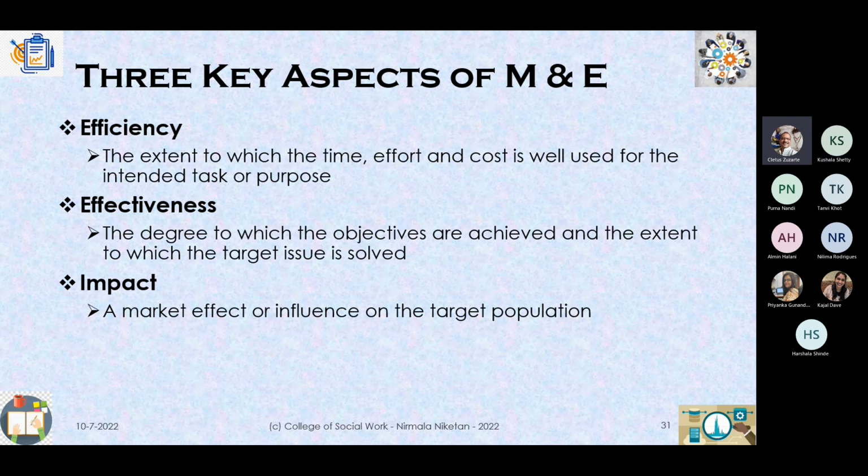How effective the impact would be, how a market effect or an influence on the target population, as in what was the impact that the particular approach you have taken has made to the target group, to the community, and to the society at large. So in the sense, taking the same example of SHGs, or you're looking at garbage, sanitation, put it in another positive word.